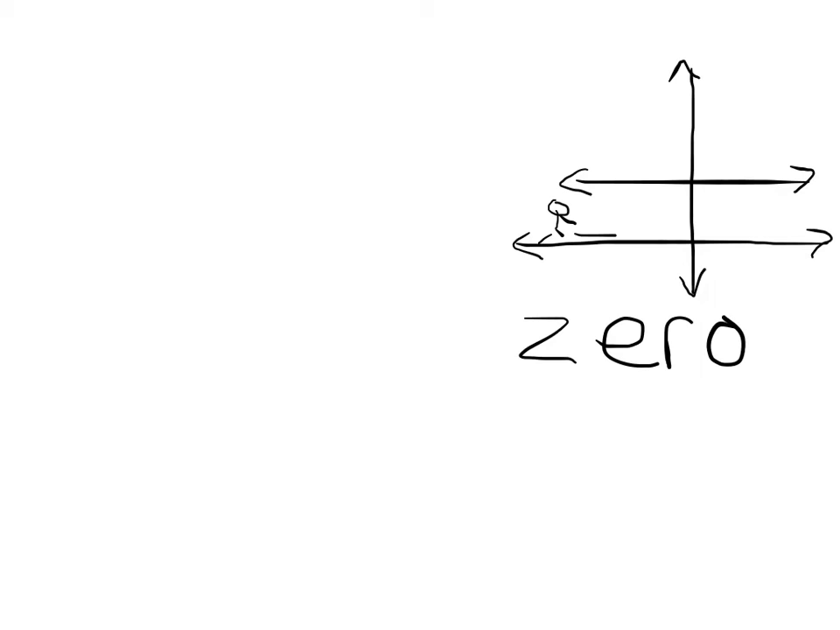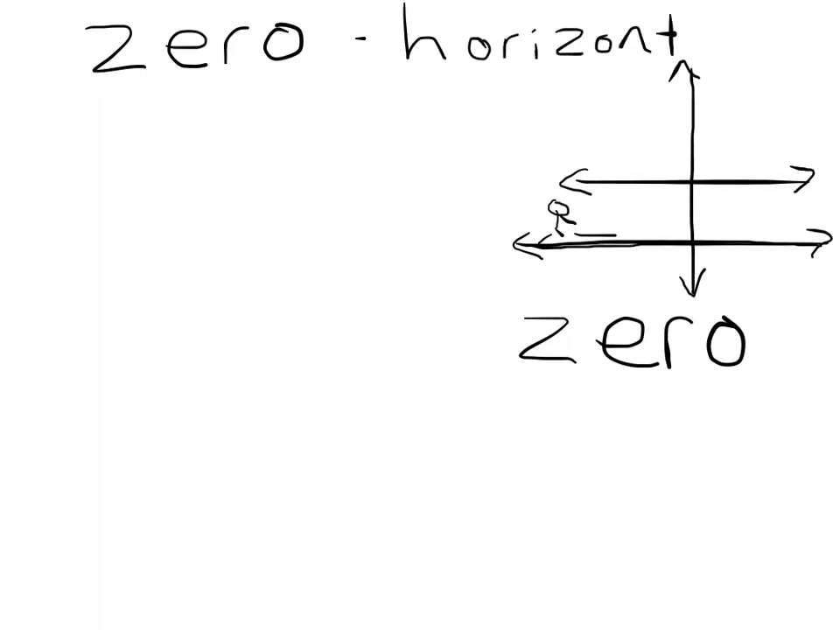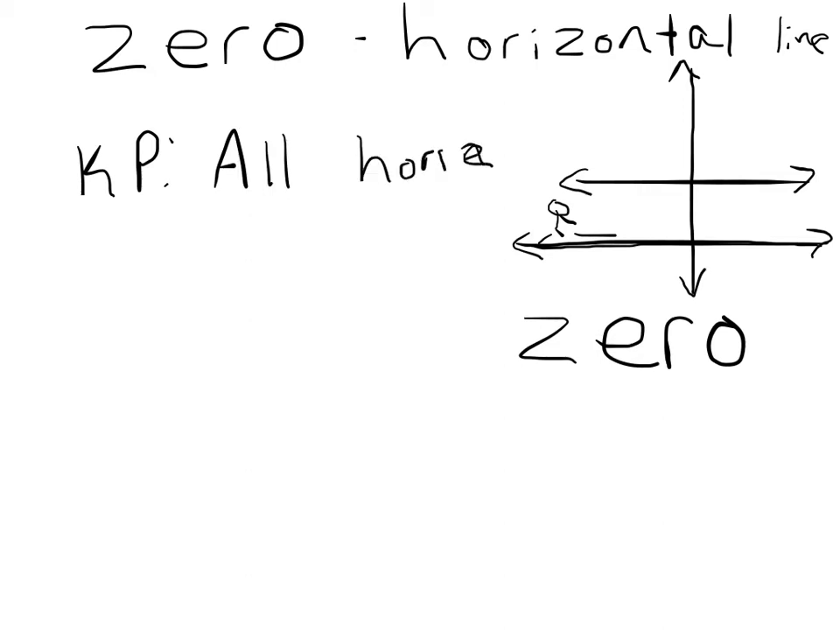You're not going anywhere. So a slope that is 0, what's the name of a line that goes straight left and straight right? That is a horizontal line. And this is a key point. All horizontal, oops, let me go back on that. Let me erase that real quick. I'm getting sloppy.